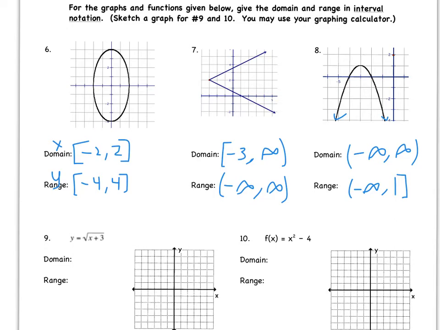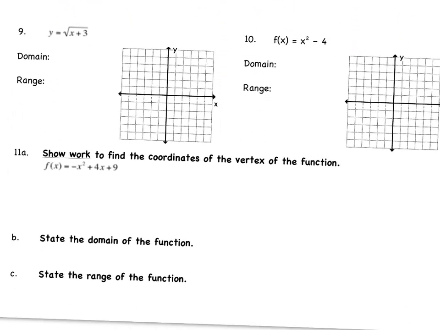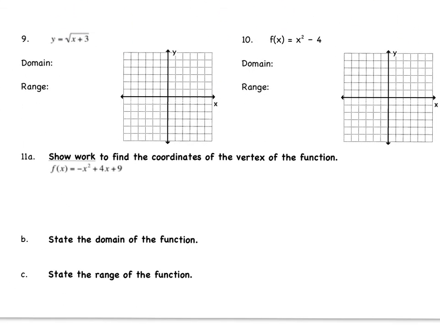Okay, moving on to 9 and 10. These are two graphs that, believe it or not, we have done. You just may not remember them. Problem 9. Do we have any recollection of what this looks like? Y equals the square root of x plus 3? What a square root graph looks like?